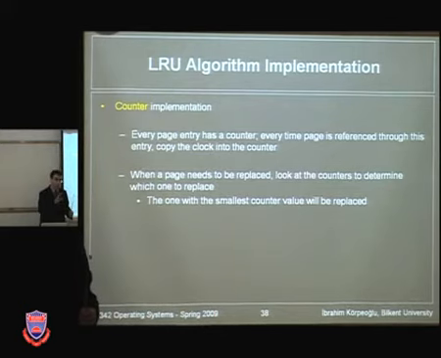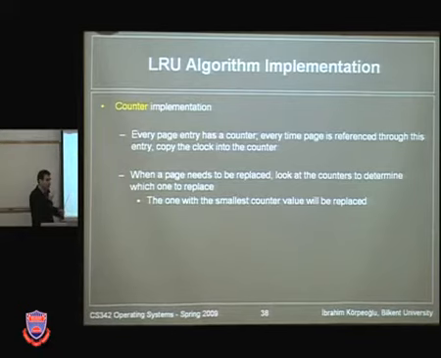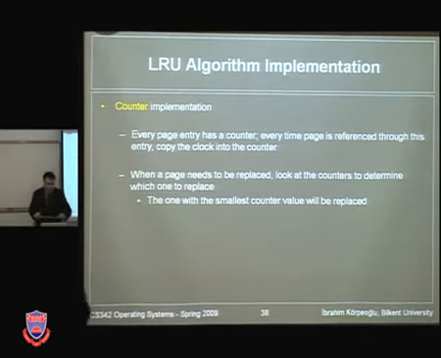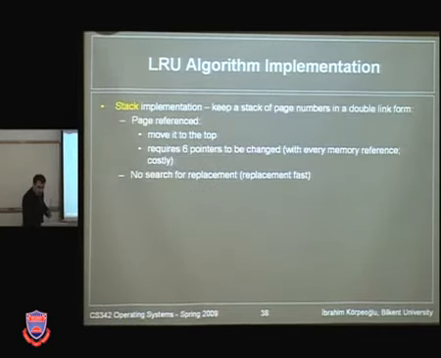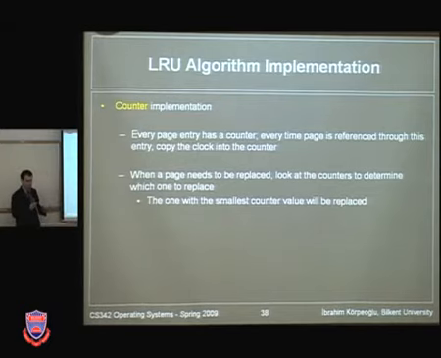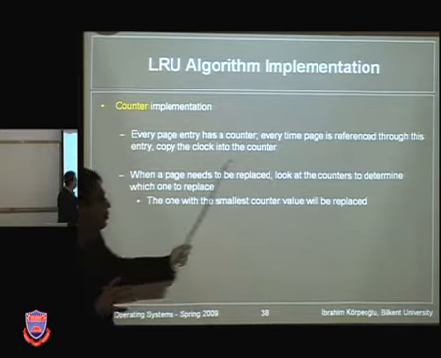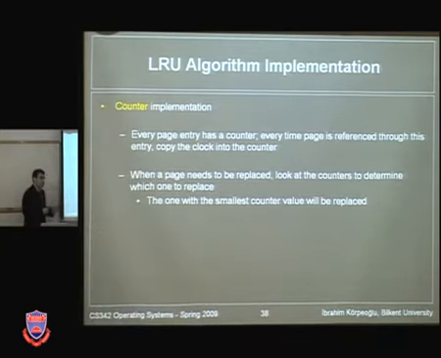Those implementations actually select the page that is least recently used, the page that's selected is really the least recently used one. How do those implementations work? We see the counter implementation and the stack implementation. In the counter implementation, every page has a counter associated with it. Every time you reference a page, you update that counter value with the current clock value. In the computer, you also have a clock hardware that is always ticking, always incrementing.